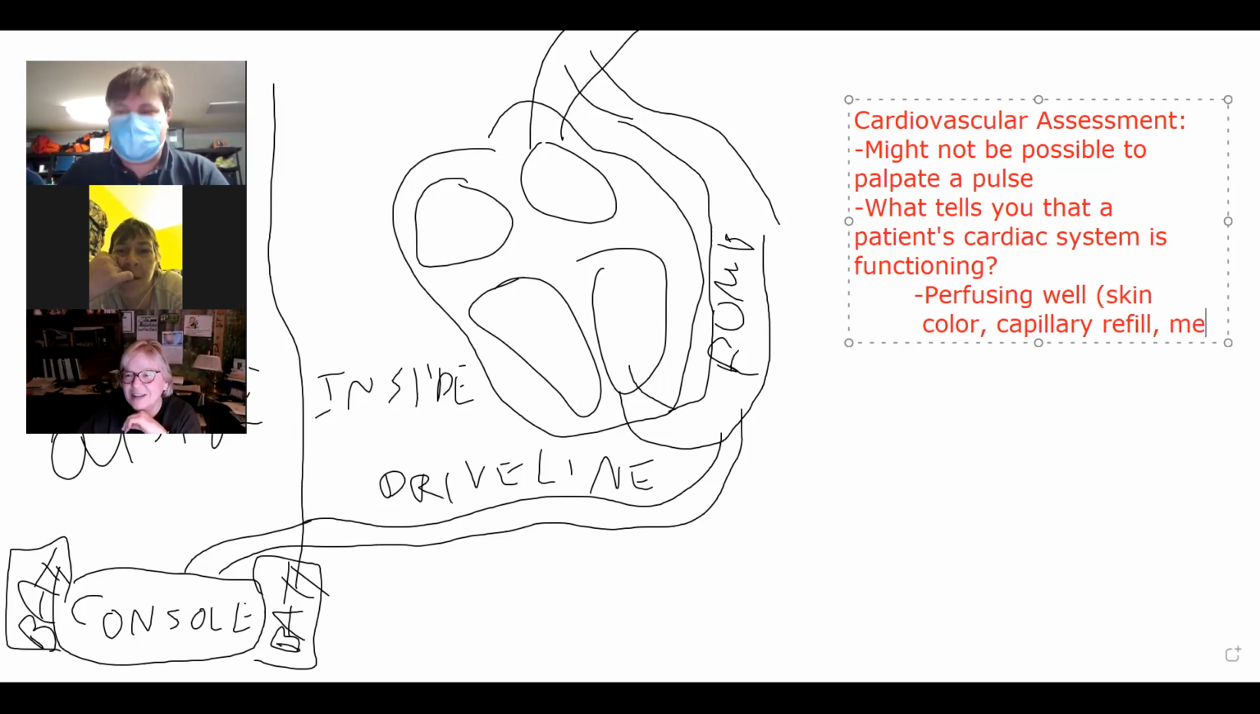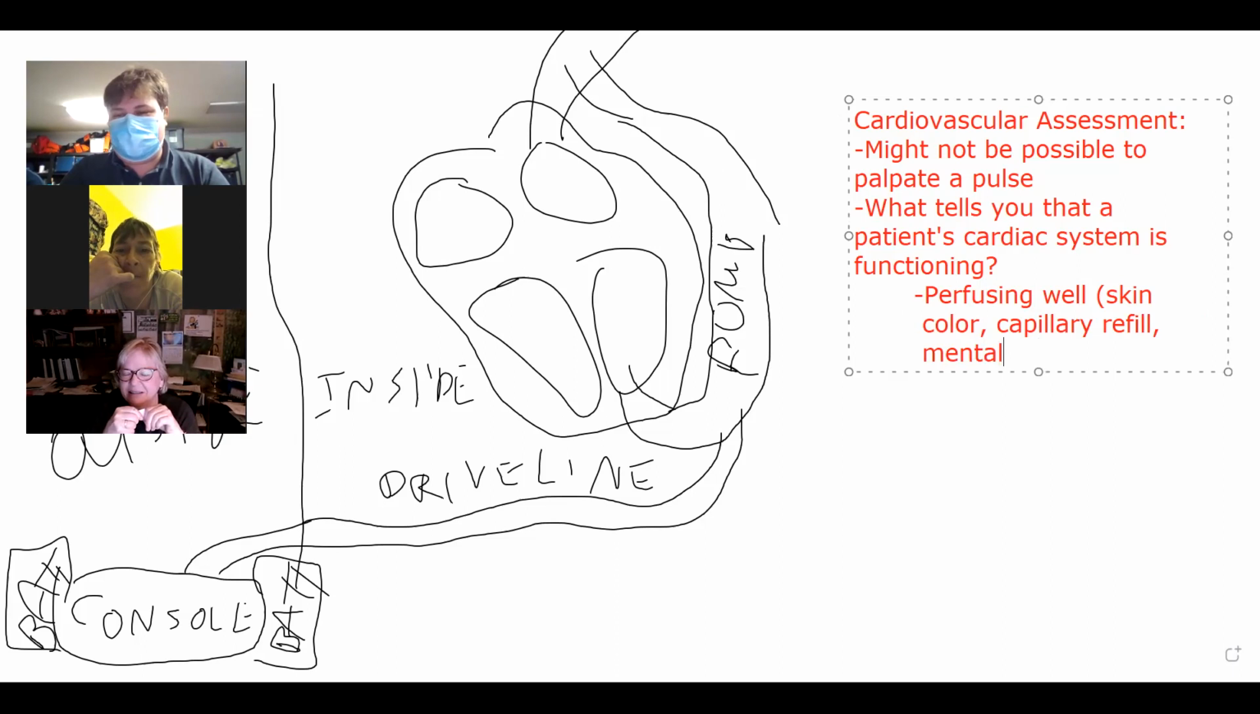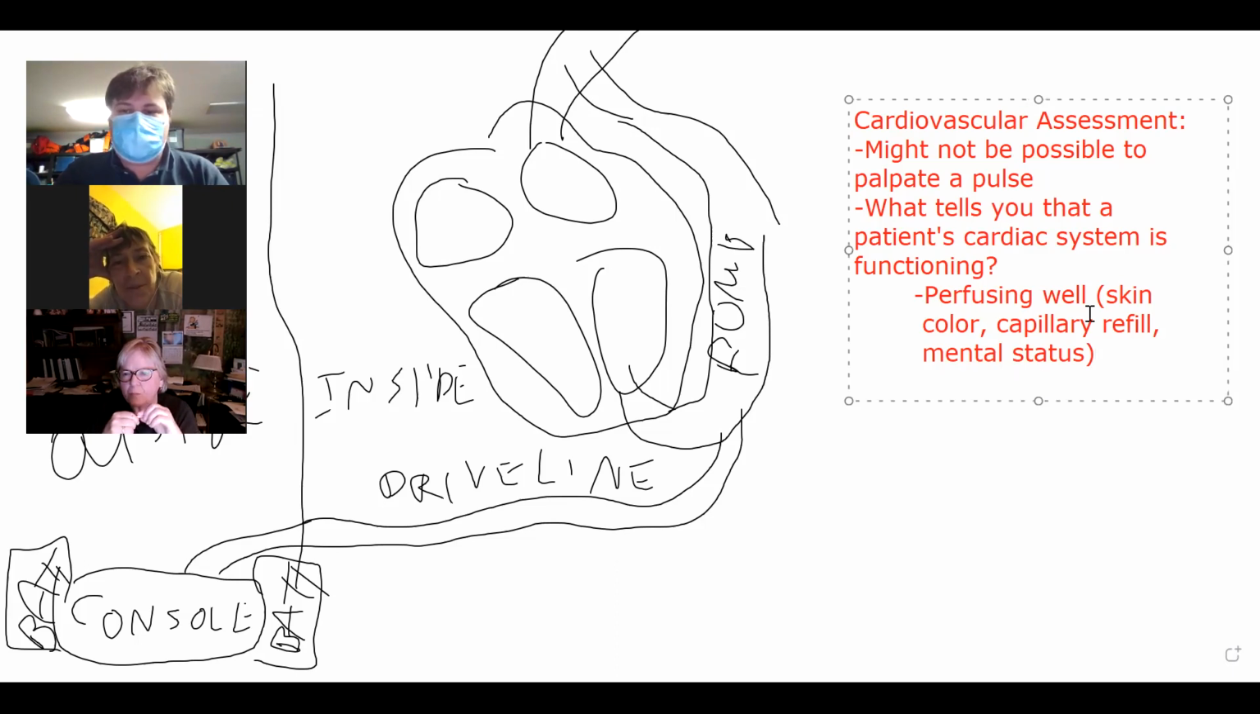They're alive. That's right. Something tells you that this person's heart has not stopped. Mental status means that they are adequately perfusing their brain. Capillary refill and skin color tells you that they are able to bring blood to the capillaries. So those are all good things to know. So this tells you that the perfusion is good. What tells you that the pump is working?